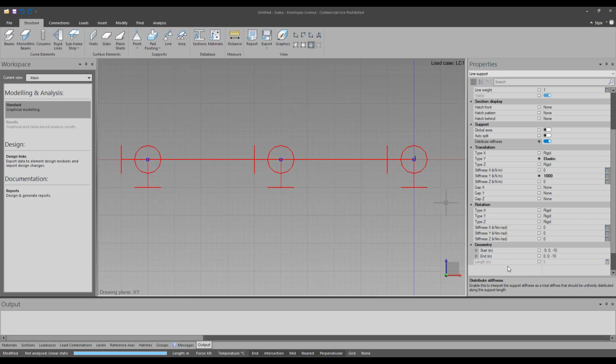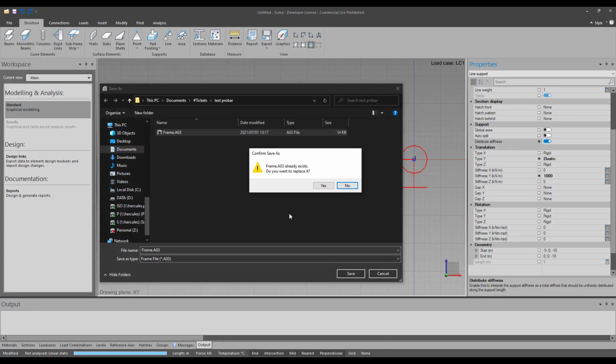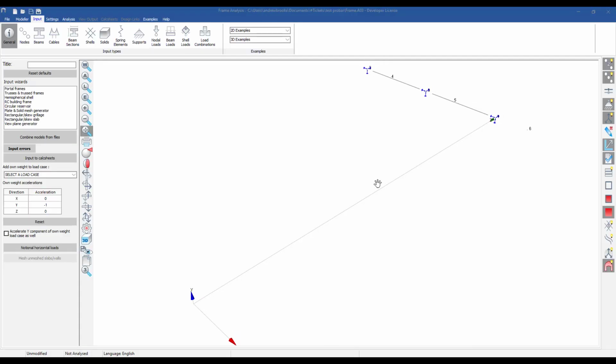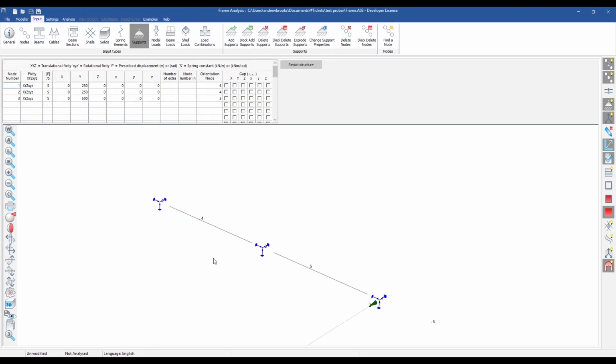If you're unsure about the elastic constants applied to the line support, an easy way to find what these values are is to export the Sumo file to Frame. In a sense, Frame displays the discretized model view of Sumo. The individual point supports can be viewed with the elastic constants applied to each of them.